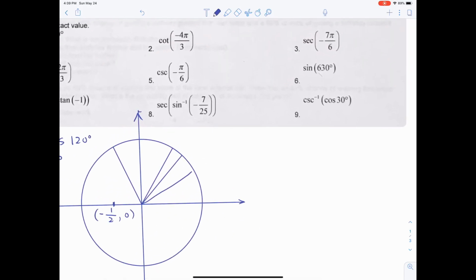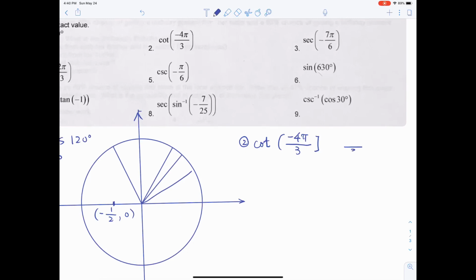Question number 2, cotangent of negative 4 pi over 3. So first, let's figure it out. What is negative 4 pi over 3? Pi is 180 degrees, so a third of pi equals 60 degrees, and negative 4 times 60 degrees is negative 240 degrees.